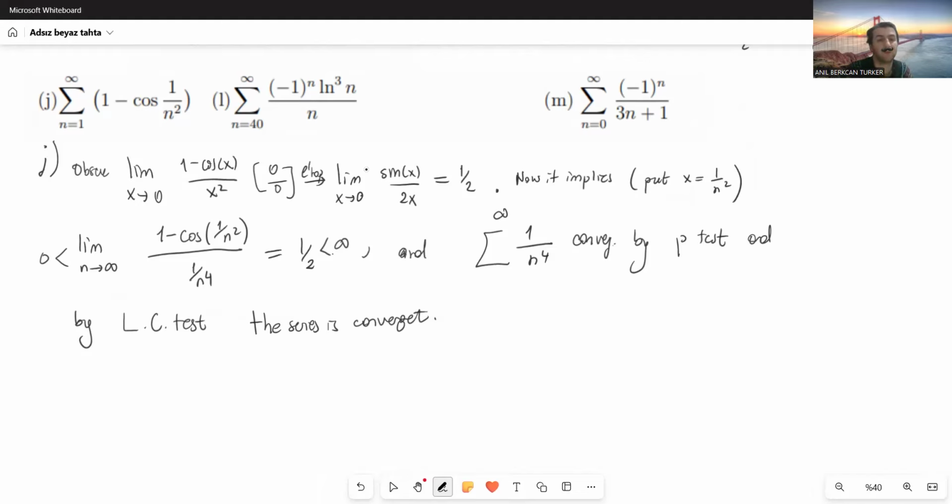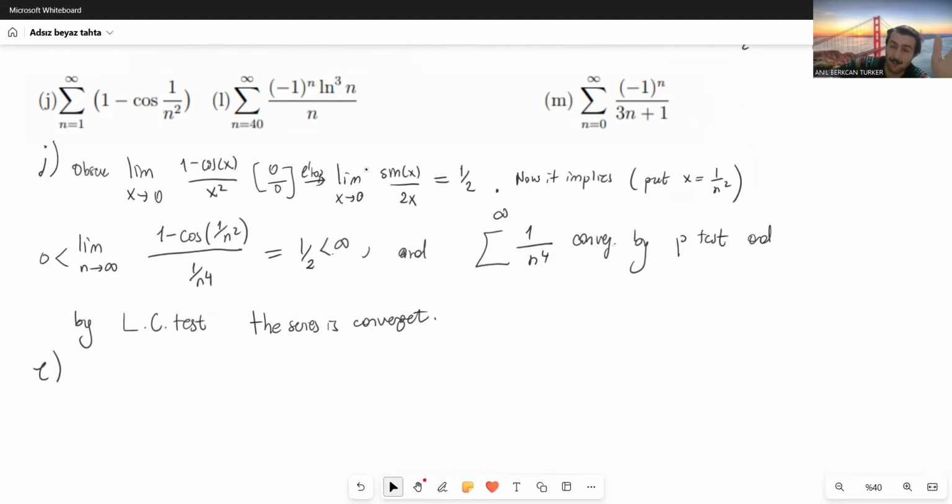Okay, because of this limit. Now let's do L. Now it is alternating, and if you take the absolute value of this thing, it doesn't converge because we get n in the denominator, and there is also still ln cube n in the numerator, which is an increasing function which prevents convergence. So it will not be convergent.